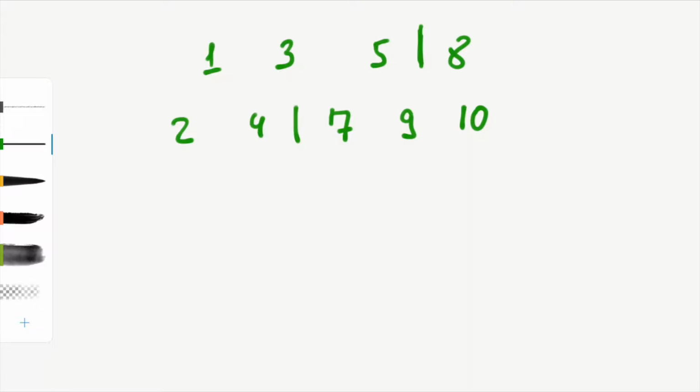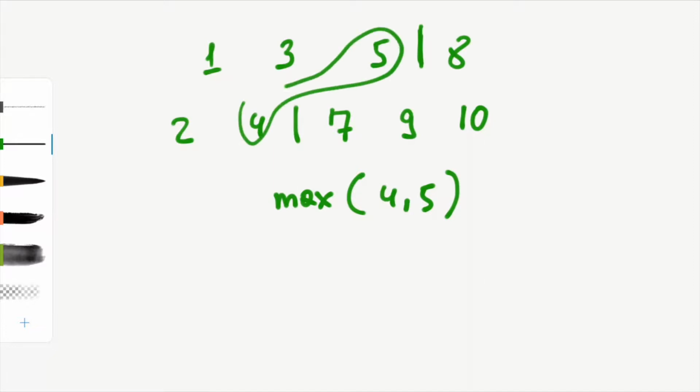And our median is going to be maximum between 4 and 5. So we compare 4 and 5 because we have odd number of elements. So our median is going to be just one single element. So in our case, we have 5. So 5 is our median.